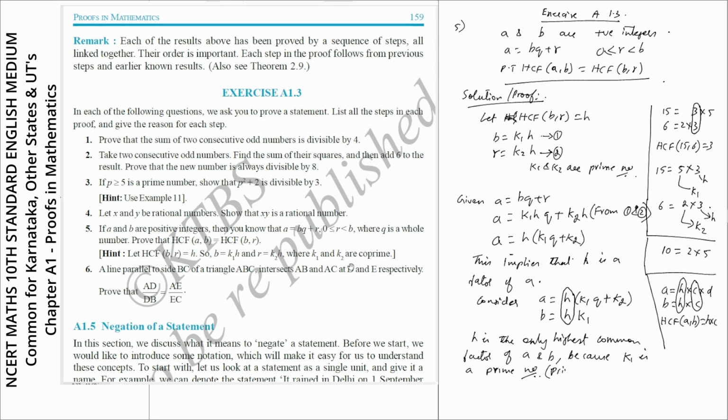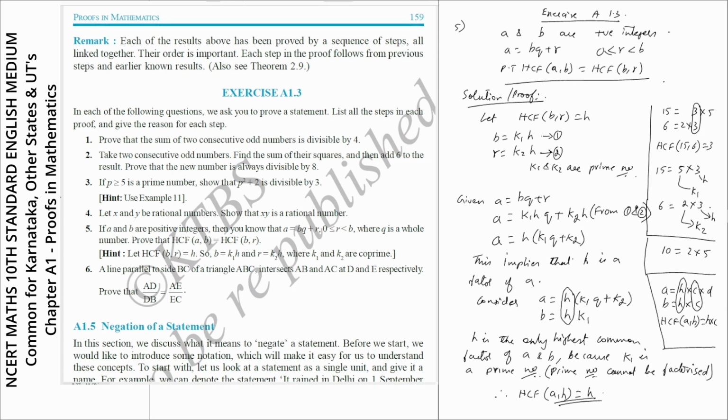Prime numbers cannot be factorized. Examples of prime numbers are 2, 5, 7, 11, 13, 17, 23. All these are prime numbers which cannot be factorized. So H is the only highest common factor of A and B, because K1 is a prime number. Therefore HCF of A comma B is equal to H, and that completes the proof.